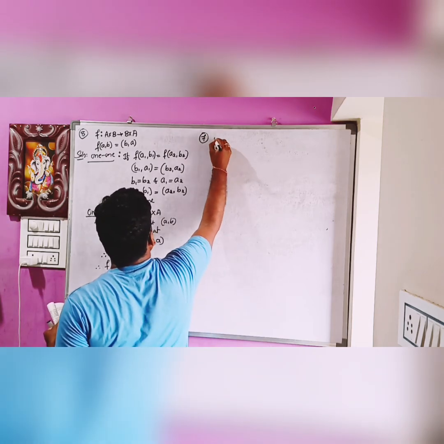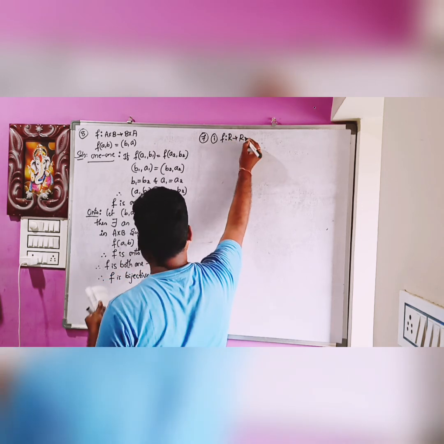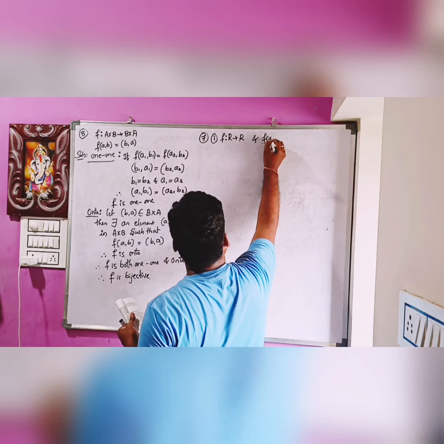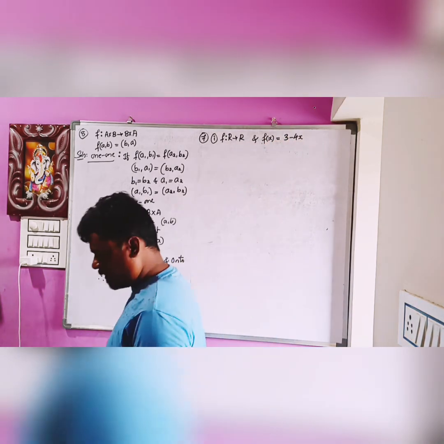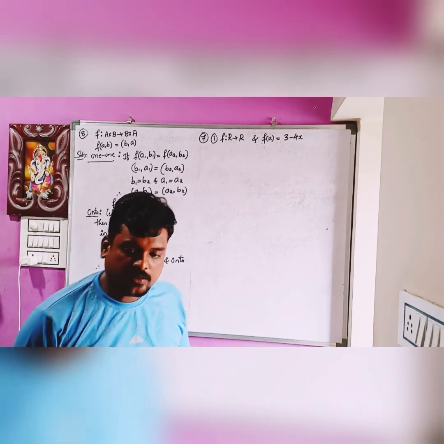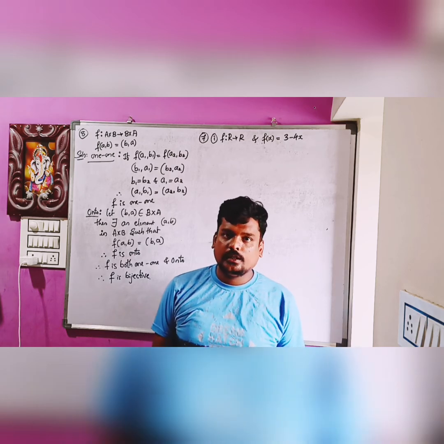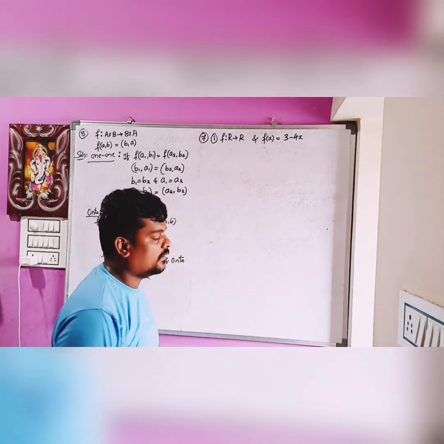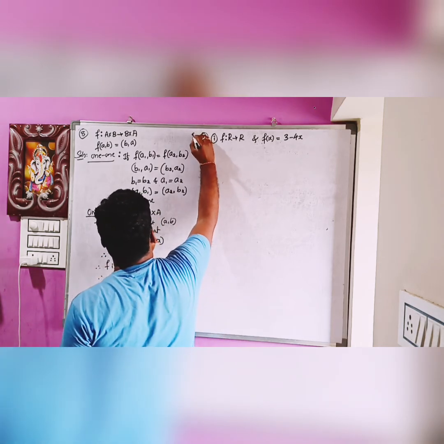In question 7 there are two bits. In the first one, f is defined from R to R and defined as f of x is equal to 3 minus 4x. It is an important question. So check whether it is one-one and onto, or state whether it is one-one and onto by justifying your answer.